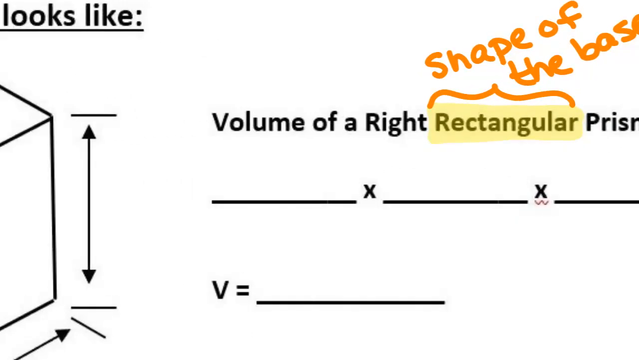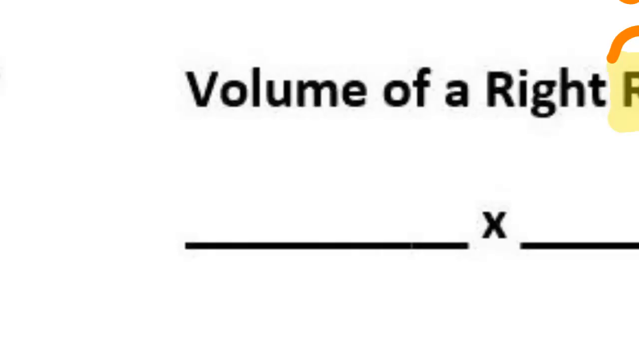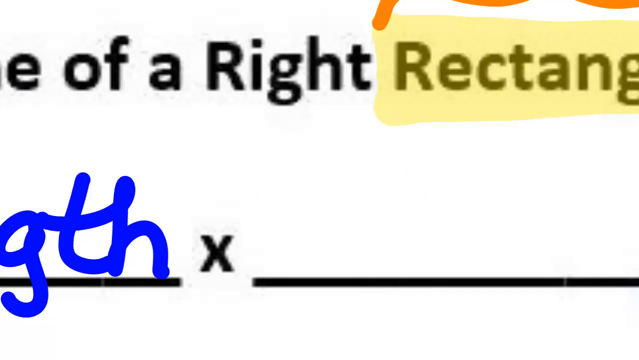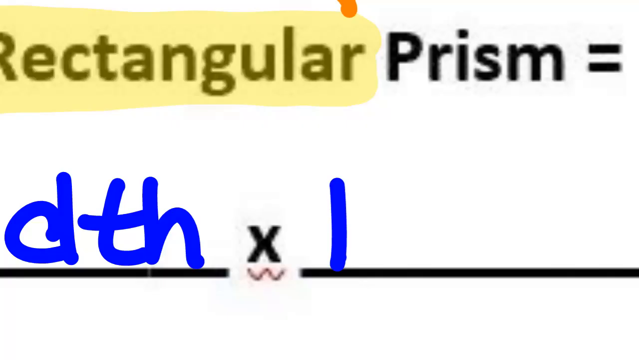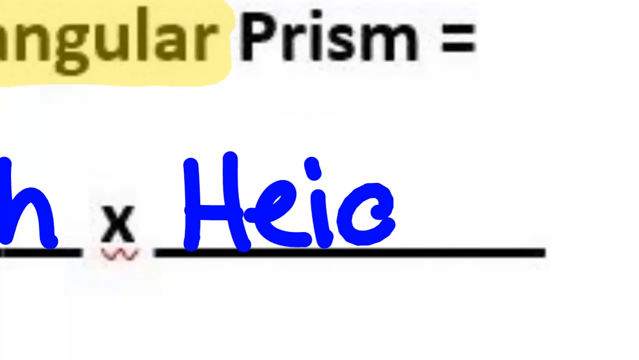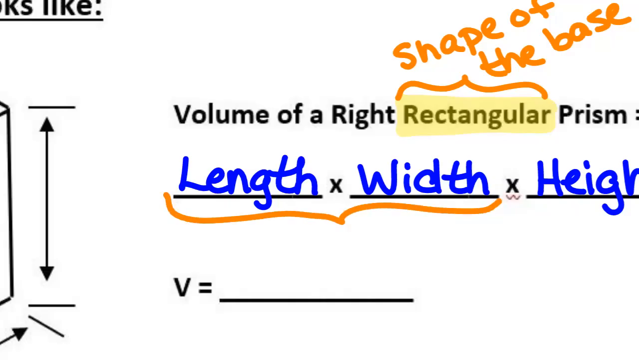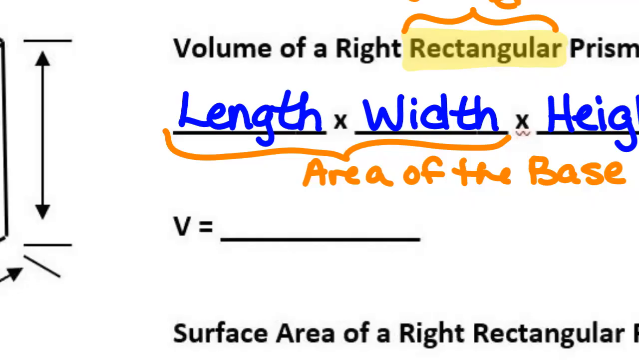How do you find the area of a rectangle? Length times width. So my volume for a right rectangular prism becomes length times width times height, because length times width is the area of the base. So we will often abbreviate this LWH.